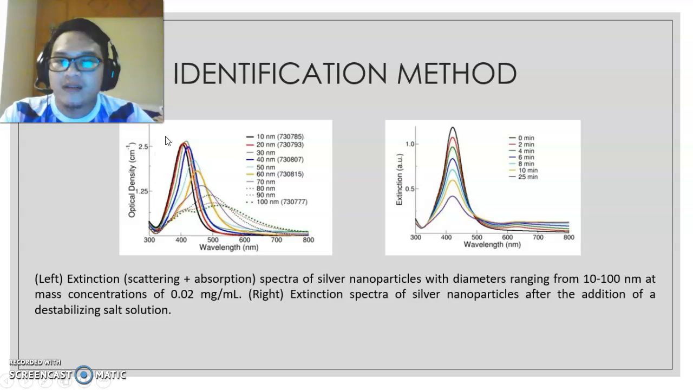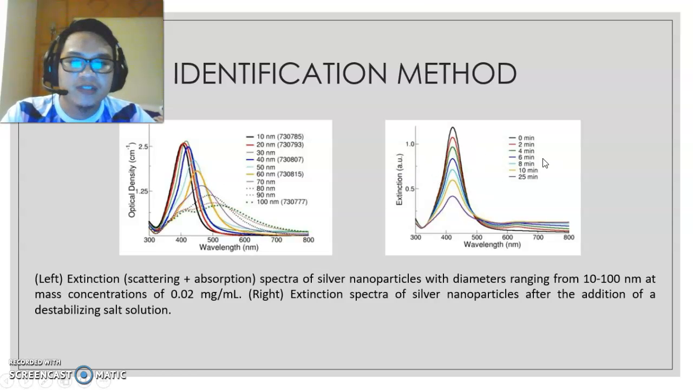From this left graph, it shows the extinction, which is the scattering plus absorption spectra, of silver nanoparticles with diameters ranging from 10 until 100 nanometer at a mass concentration of 0.02 milligram per milliliter. The right graph shows the extinction spectra of silver nanoparticles after the addition of a destabilizing salt solution. With this, we can identify the amount of nanoparticles present in a solution.